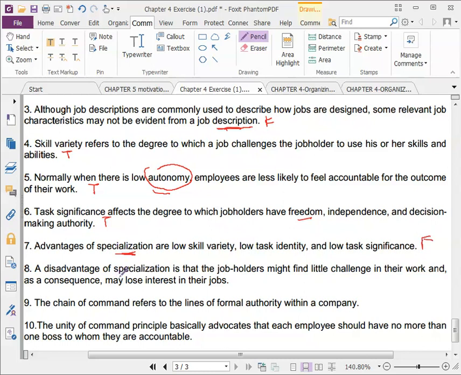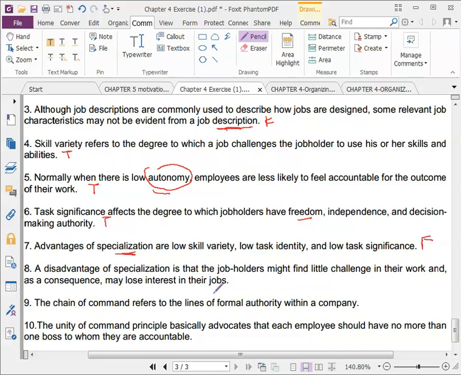Okay. A disadvantage of specialization is that the job holder might find little challenge in their work and as a consequence may lose interest in their job. Betul ke tidak? Kalau lah dia hanya buat satu pekerjaan saja. The employees only do one job description only, okay? They must do that satu kerja tu je every day. So adakah itu disadvantages dia?